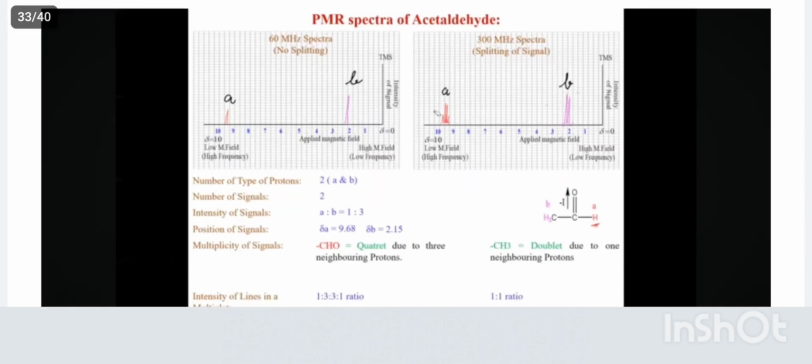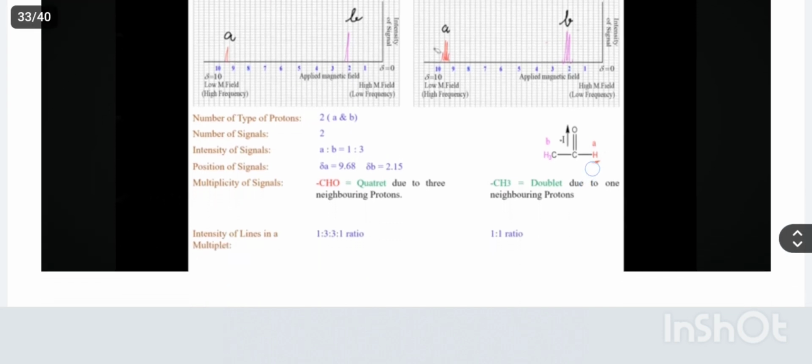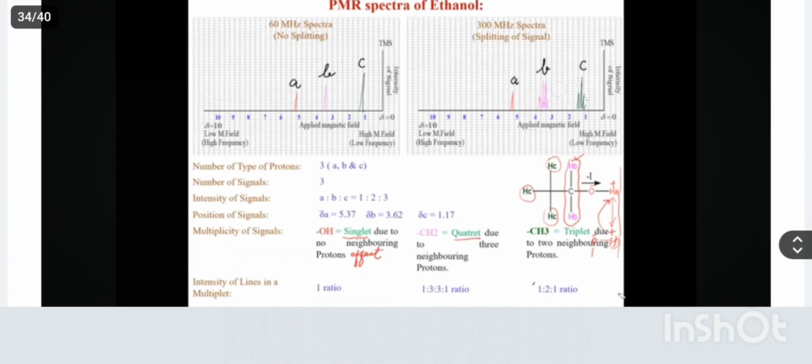PMR of acetaldehyde. Number of types of proton: 2, A and B. Number of signals: 2. Intensity of signal A:B is 1:3. Position of signal: delta A 9.68, delta B 2.15. Multiplicity of signal: CHO quadruplet due to 3 neighboring protons, CH3 doublet due to 1 neighboring proton. Intensity of lines in a multiplet: 1:3:3:1, 1:1.